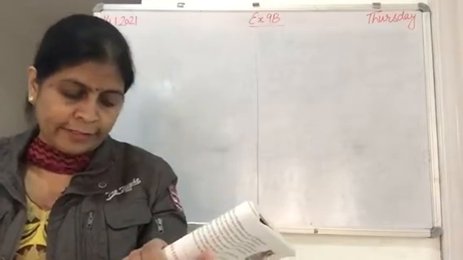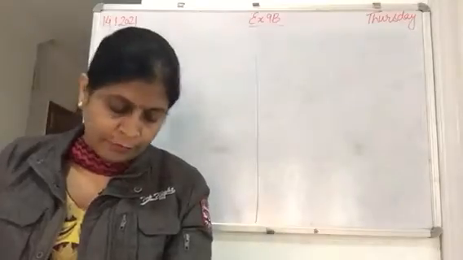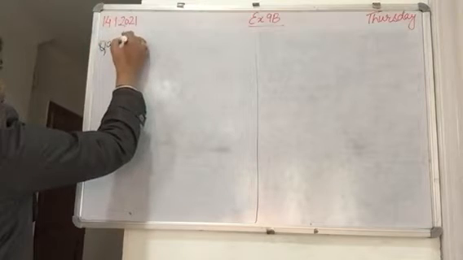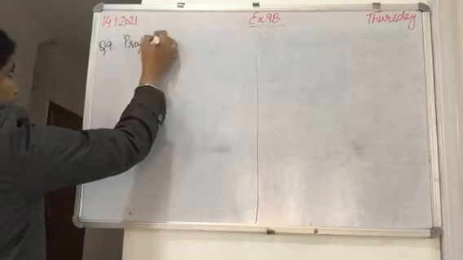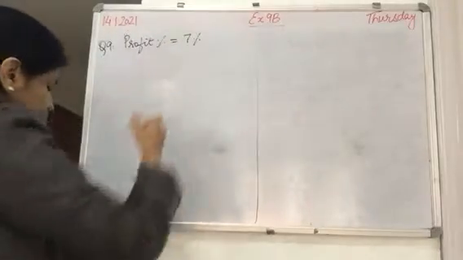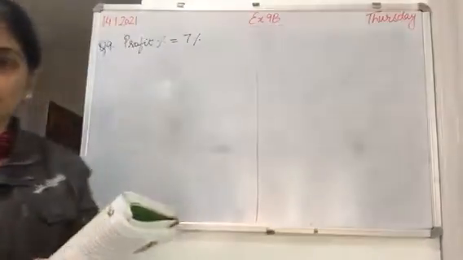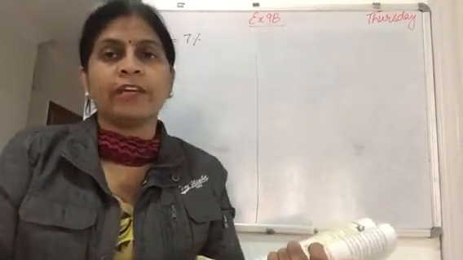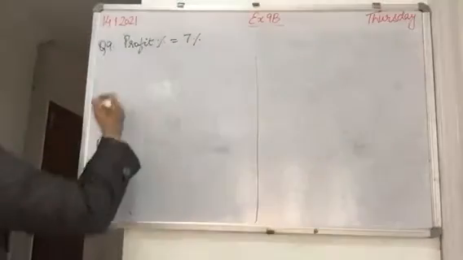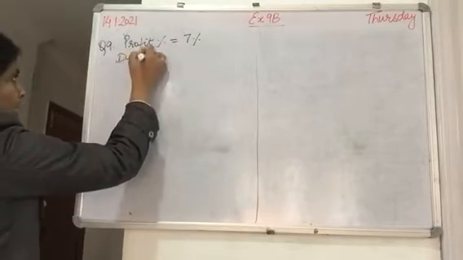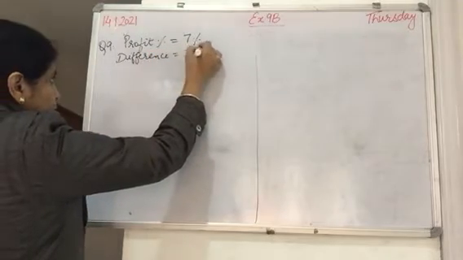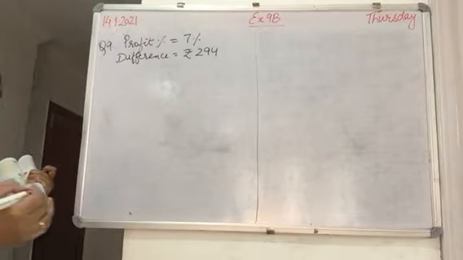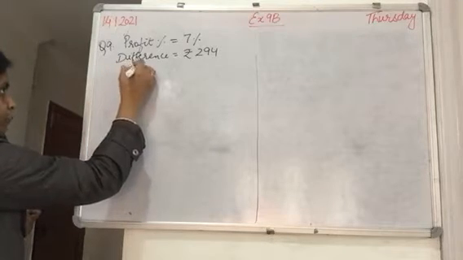Leela sold her gold necklace at a profit of 7%. Profit percent is given as 7%. And if she had sold it for rupees 294 more, the difference is given as rupees 294. What should she have got? She should have got a profit of 10%.